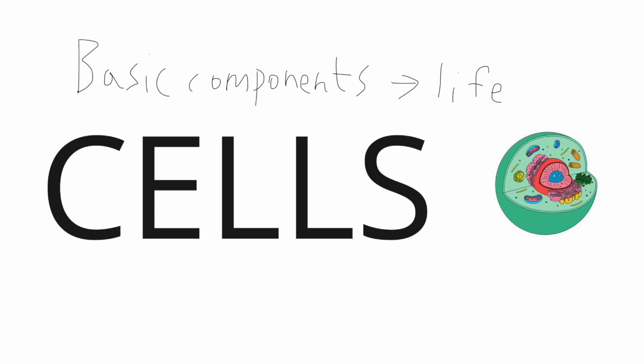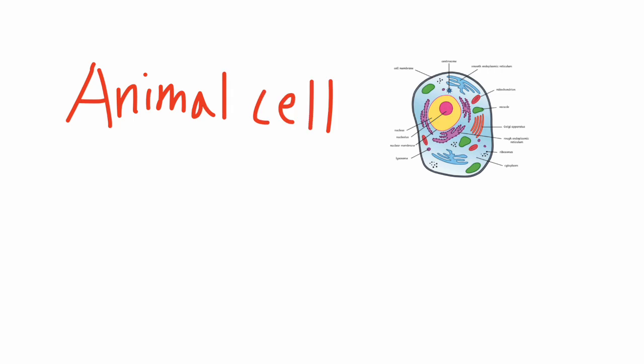Cells. Every single living thing has cells. Like one cell, two cells, or like us, trillions of cells. So today we'll be looking into the internal structures of a cell. So firstly, there are actually two cell types. One is the animal cell. So there's the animal cell and the plant cell.